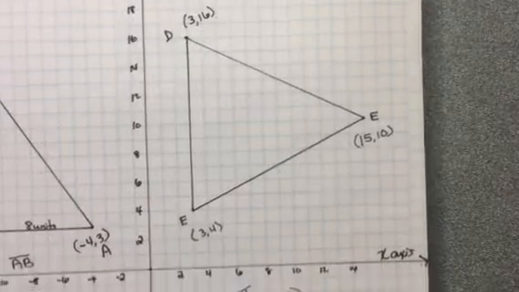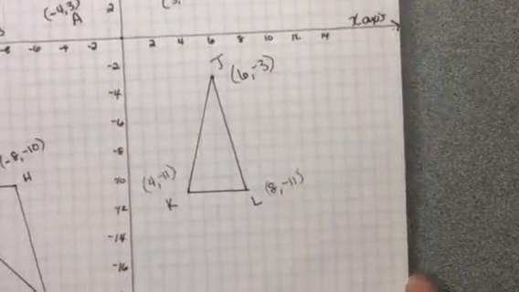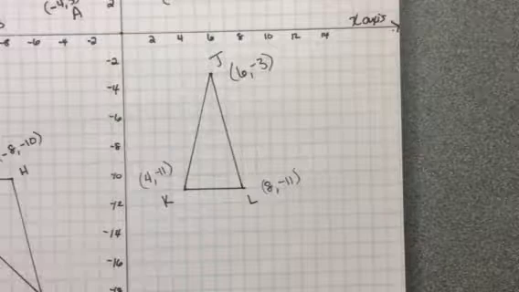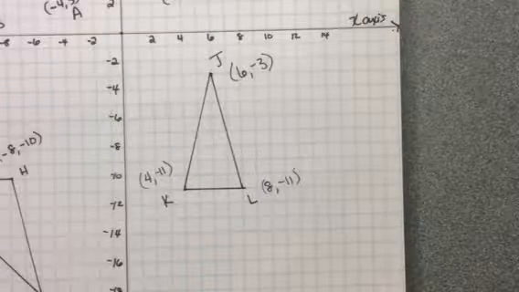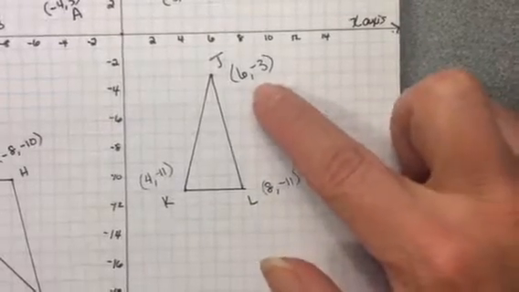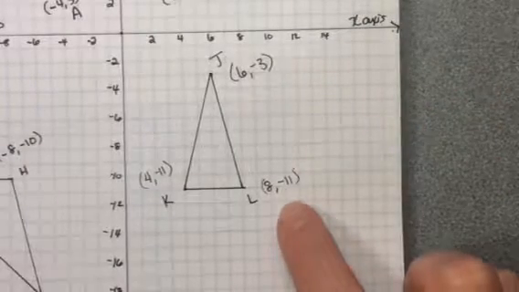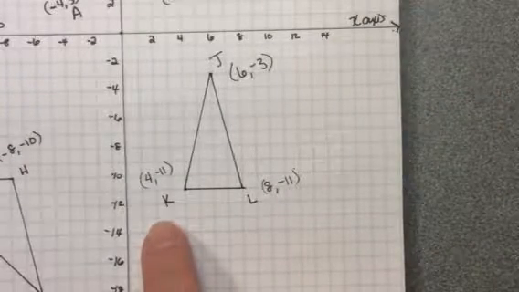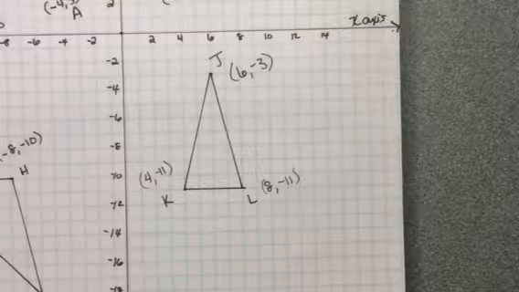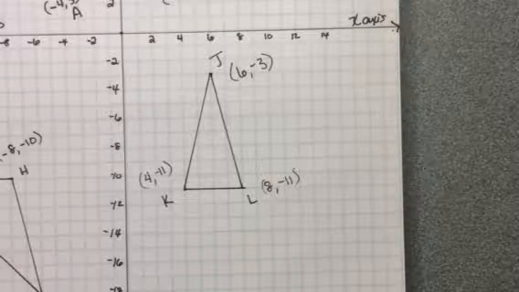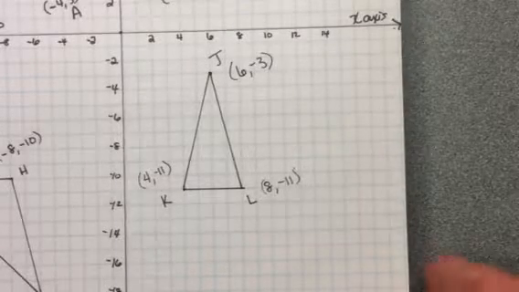All right, the third triangle, which will be in quadrant 4, is JLK. J is at 6, -3, L is at 8, -11, and K is at 4, -11. Hit pause, copy it down and draw it. Hit play when you're ready.